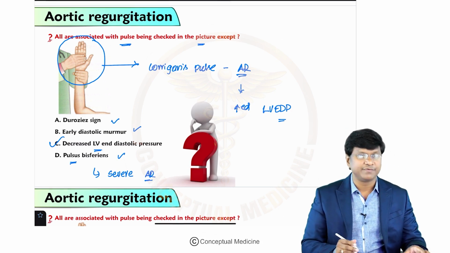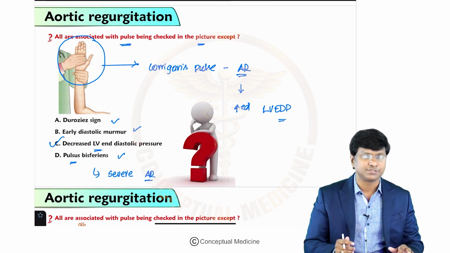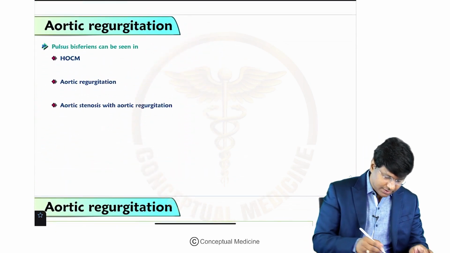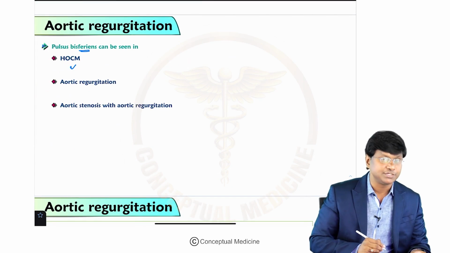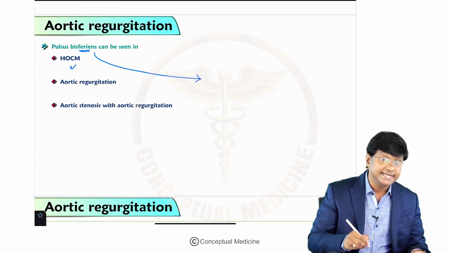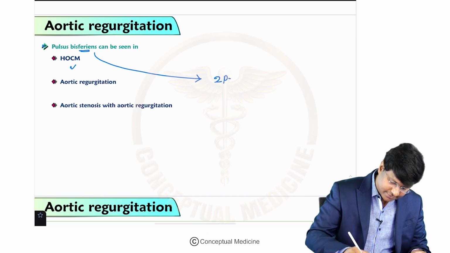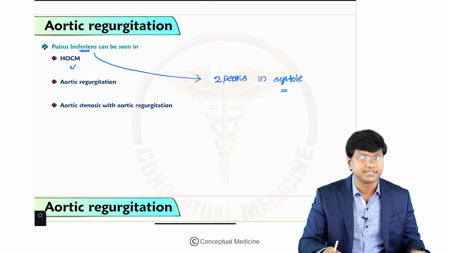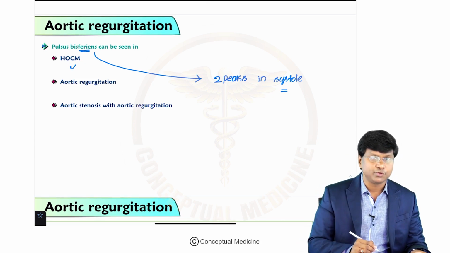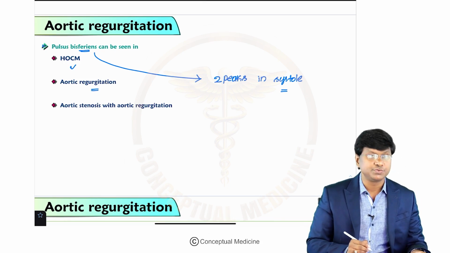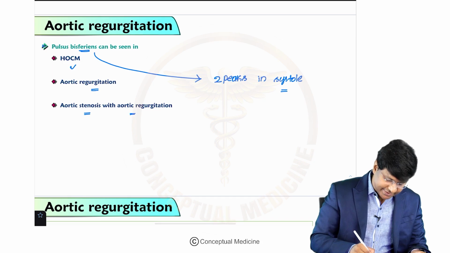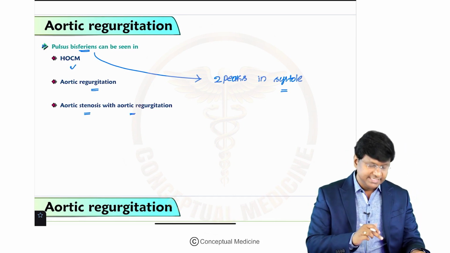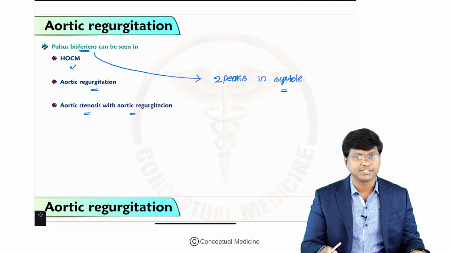And if you take this pulsus bisferiens, what are the other conditions where you have it? Pulsus bisferiens can be seen in HOCM. First of all, what is pulsus bisferiens? It is the disorder which is characterized by two peaks in systole. That is called pulsus bisferiens, and it can be seen in hypertrophic obstructive cardiomyopathy, seen in patients with aortic regurgitation, seen in patients with aortic stenosis with aortic regurgitation. These are all the conditions where you have the presence of pulsus bisferiens.